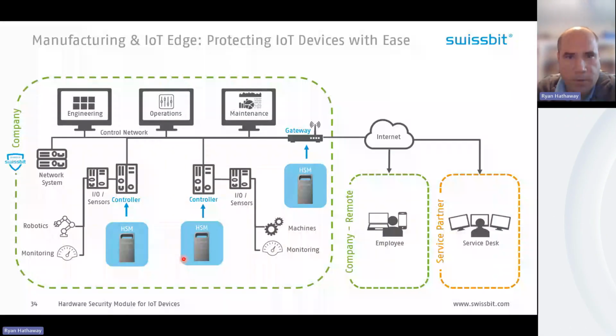So here's an example. Here's an employee, maybe working from home, or somebody working on a service desk who may not even be a full member of the organization, but a contracted member. They use the internet to go through a gateway and then control or access manufacturing devices, operations, engineering, maintenance, controllers, and network systems.